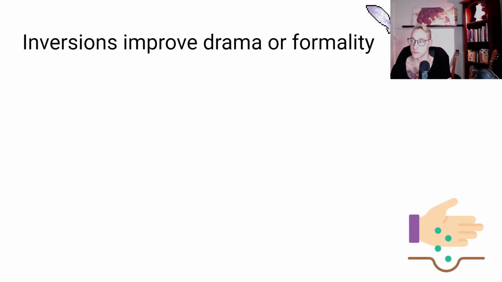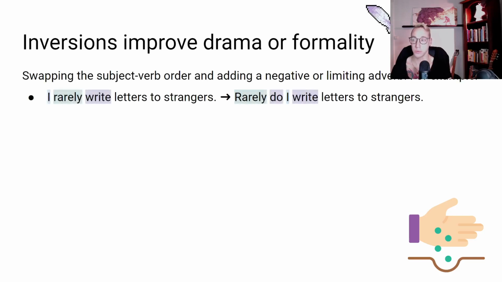The purpose of inversions is to improve drama or formality in your English, and the way we use inversions is that we swap the regular subject-verb order that you have practiced in the basic worksheet. This is what we're commonly used to when we construct an English sentence. However, in this case, we swap the order, and we also add something known as negative or limiting adverbs.